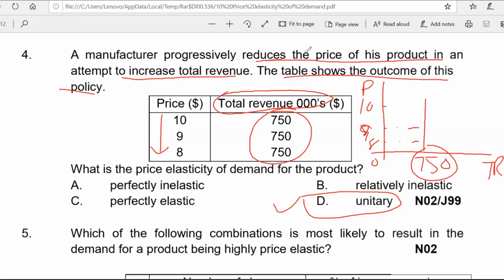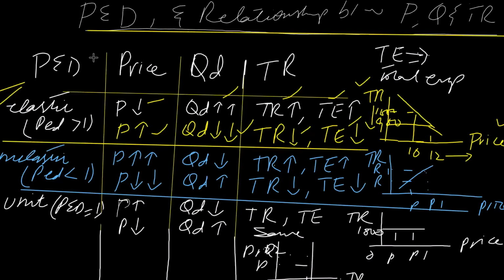And now again, we can refer this situation to our discussion of the topic. Whenever there is unitary elasticity, or price elasticity of demand is equal to 1, a rise in price will lead to a decrease in quantity demanded, but total revenue and total expenditure remain the same. And whenever there is a fall in price, quantity demanded will rise with equal proportionate change, but again total revenue and total expenditure will remain the same.